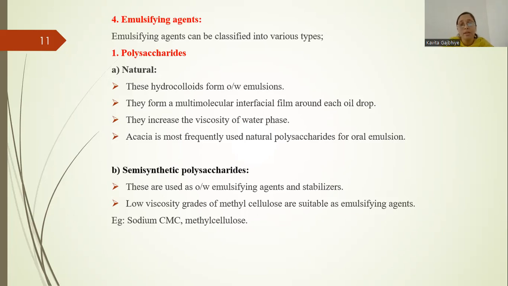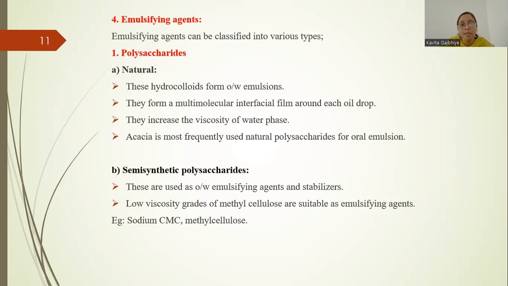So there are various categories or classes of emulsifying agent. The very first category of emulsifying agent is polysaccharides. Now again under the polysaccharides, some are natural polysaccharides, some are semi-synthetic polysaccharides, and some are synthetic polysaccharides also. So what are the natural polysaccharides? Basically, these hydrocolloids form O/W type of emulsion.